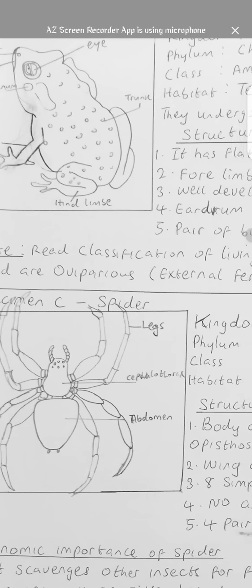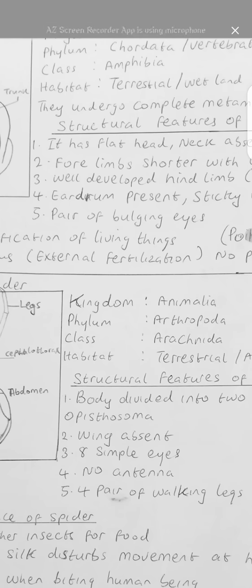Let's look at it. So we have the kingdom. Firstly, kingdom. It belongs to kingdom Animalia. The phylum is Chordata. That is vertebrate. It's a vertebrate. Okay, it has a backbone. Class Amphibia.